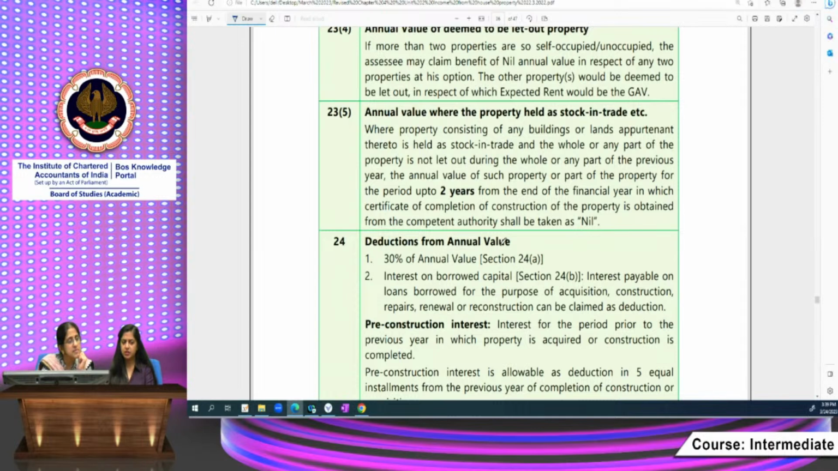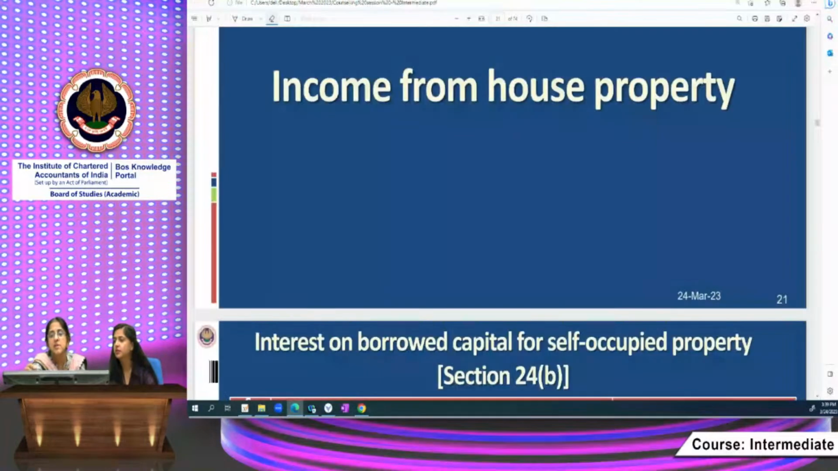Puneet is asking to explain the cutoff date with examples. I'll just take this one in this regard. 1 minute. Where is it? Comes here.